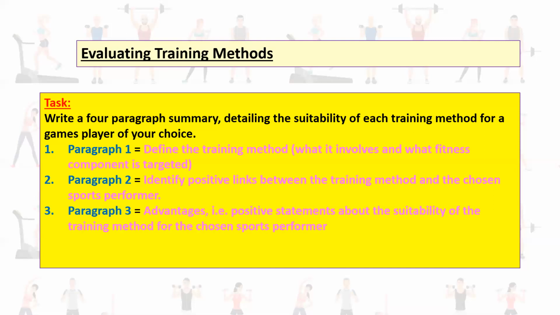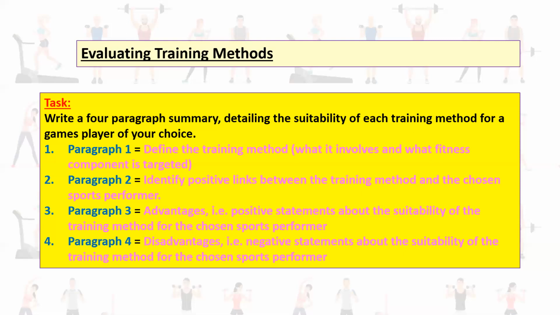Then the third paragraph, you're detailing the advantages, and try and do this in full sentences in a proper structured paragraph rather than just brief bullet pointed notes. Do it as if this is a level marks question. So the third paragraph, advantages, for instance, positive statements about the suitability of the training method for that sports performer. And I'm going to detail some of the key things which you can comment on there.